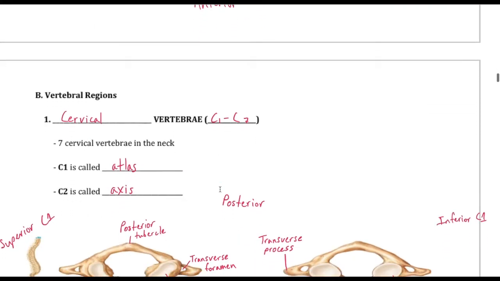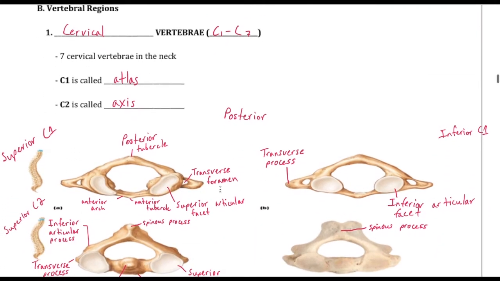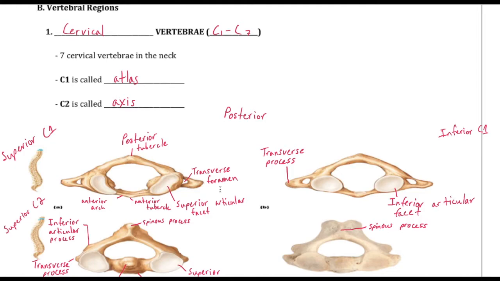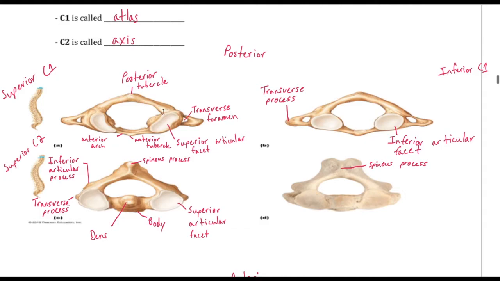Okay. So within our vertebral regions, we have our cervical vertebrae, and we have 7 of them. So we call them C1 to C7. There are 7 vertebrae in the neck, and we have 2 special kinds of vertebrae here that are very, very different from the rest of the cervical vertebrae. C1 is called the atlas, and C2 is called the axis. If we look here, we have our C1 above and our C2 below.